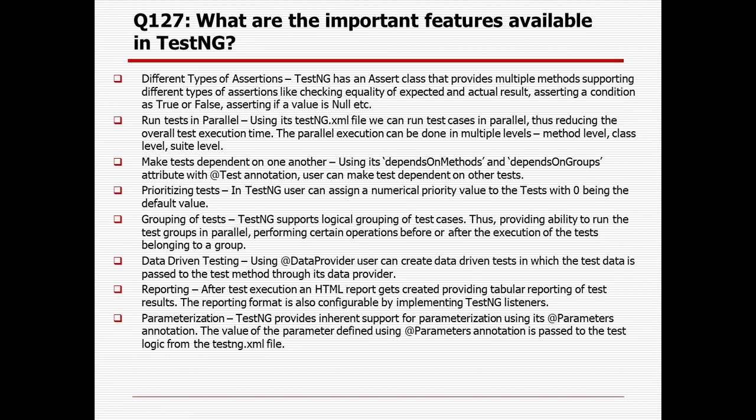What are the important features available in TestNG? A lot of important features are available. That is the reason we prefer TestNG. Sometimes something is not available in Selenium WebDriver, but those things can be handled in TestNG. The first is different types of assertions. TestNG has an Assert class already inbuilt that provides multiple methods supporting different types of assertions, like checking equality of expected and actual results, asserting a condition as true or false, and asserting a value is null. In case it does not match the expected or actual result or the true condition, you can print a message or error message. That is already available in the Assert class of the TestNG framework.